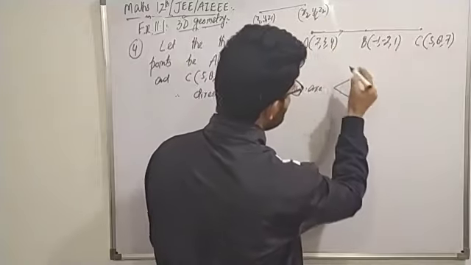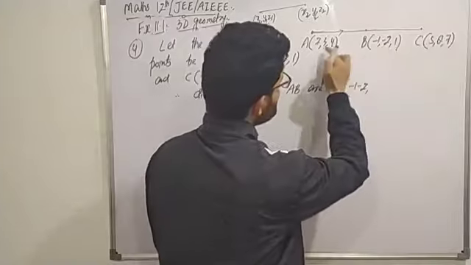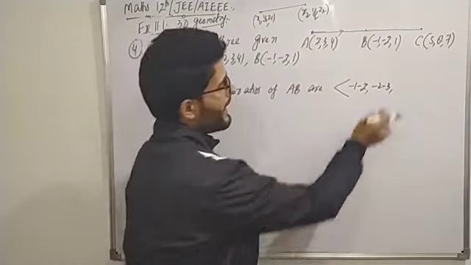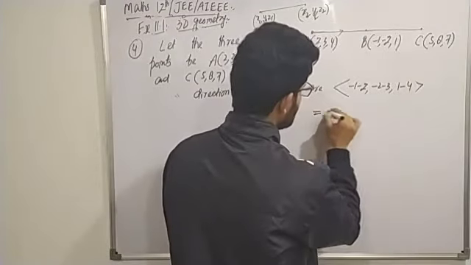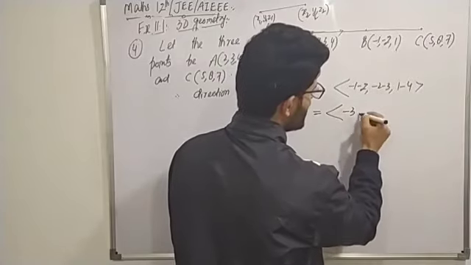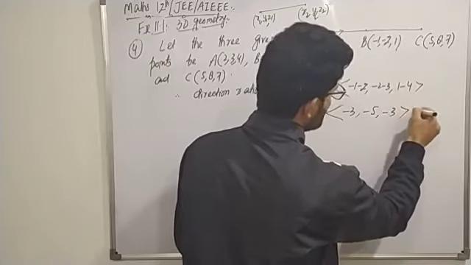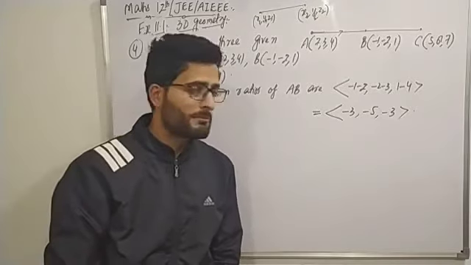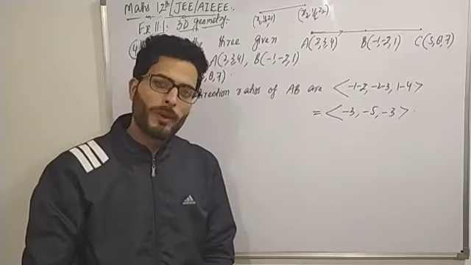So in the similar fashion you can calculate the direction ratios of AB here. So -1 - 2 would be the first direction ratio, -2 - 3 would be the second direction ratio, and 1 - 4 would be the third direction ratio, and that's equal to the ordered three tuple of -1 - 2 is -3, -2 - 3 is -5, and 1 - 4 is again -3. So here the direction ratios of line AB or vector AB are the ordered three tuple -3, -5, -3.